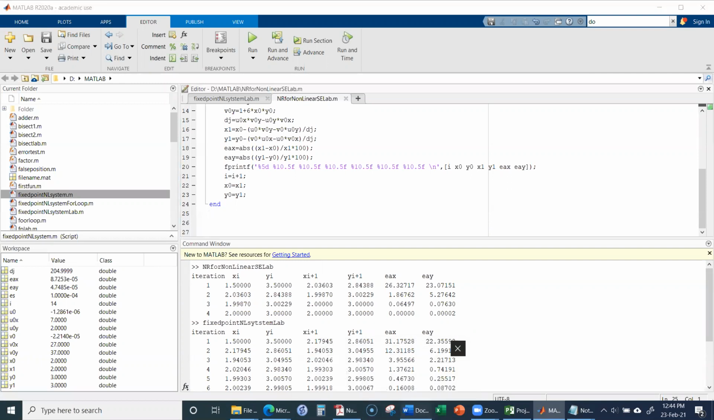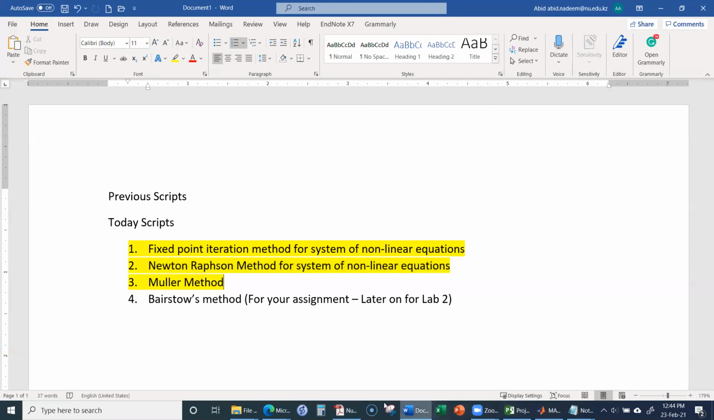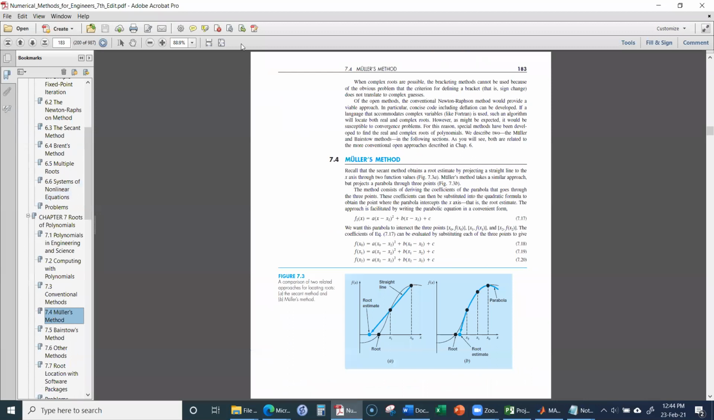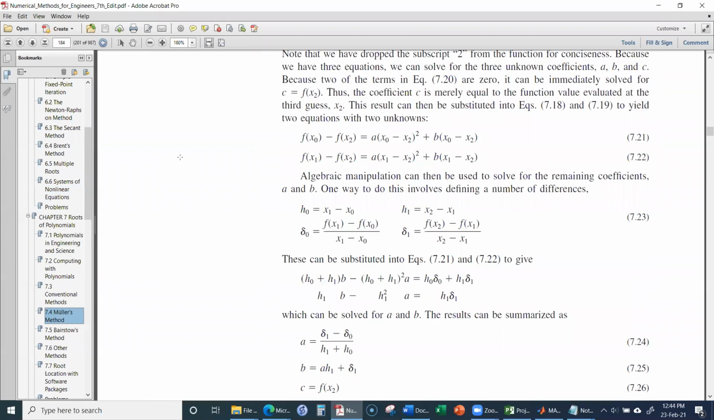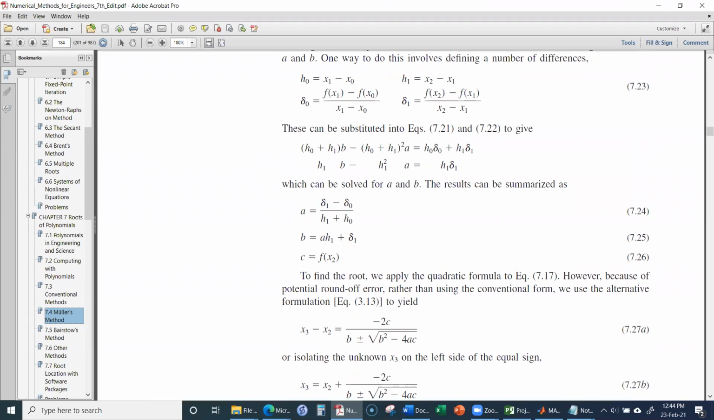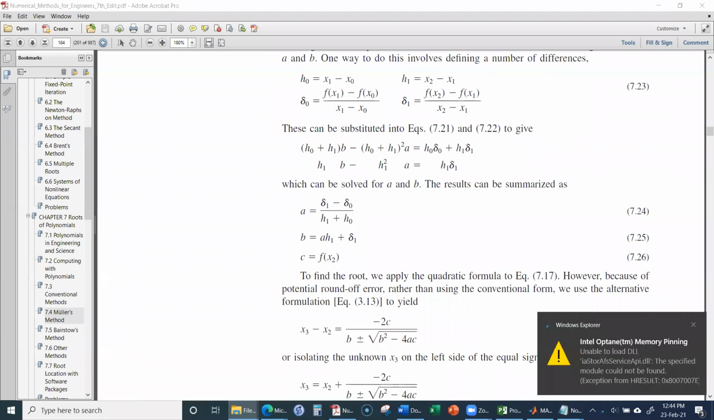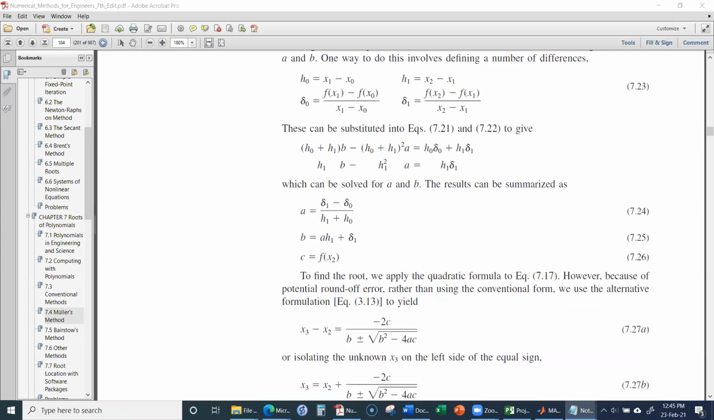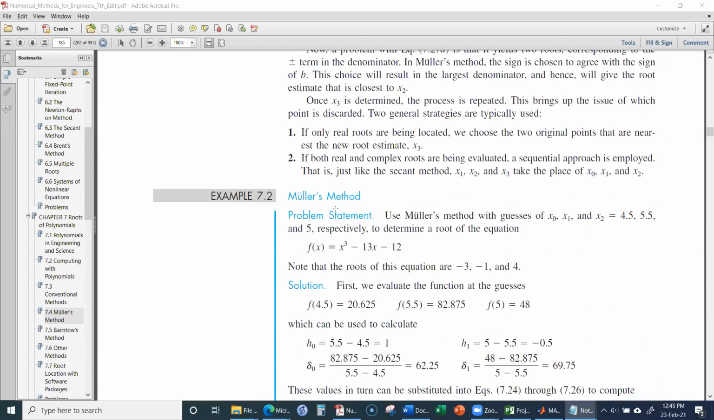Okay, so let's do this, the third script, which is about the Muller method. So where was the Muller method? So Muller method is in your roots of polynomial. Yeah, Muller's method. Okay. So in the Muller method, you see that we have this type of formulation. Okay, and this was the problem statement.